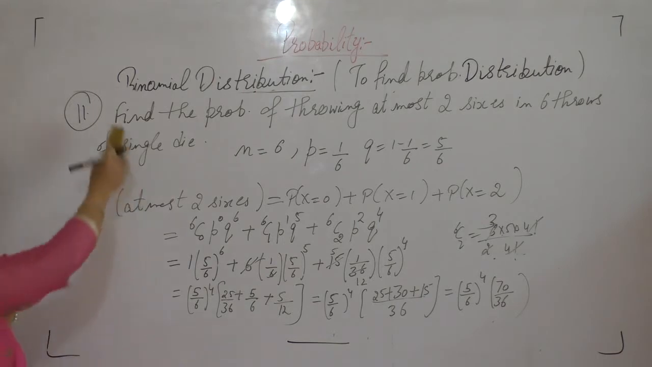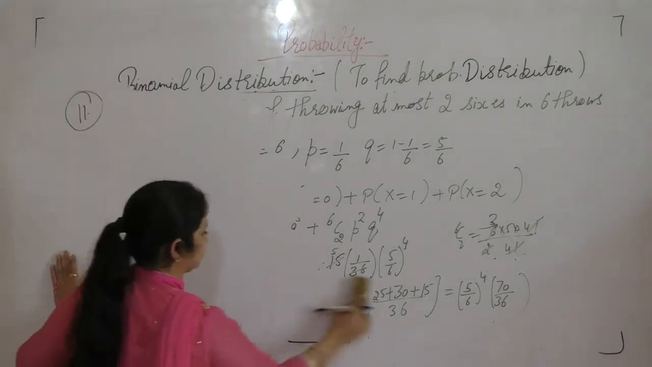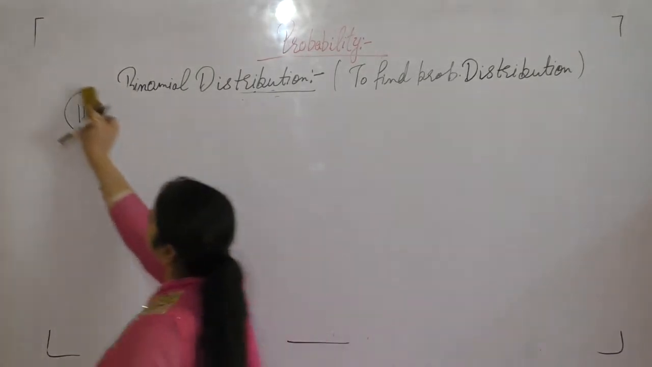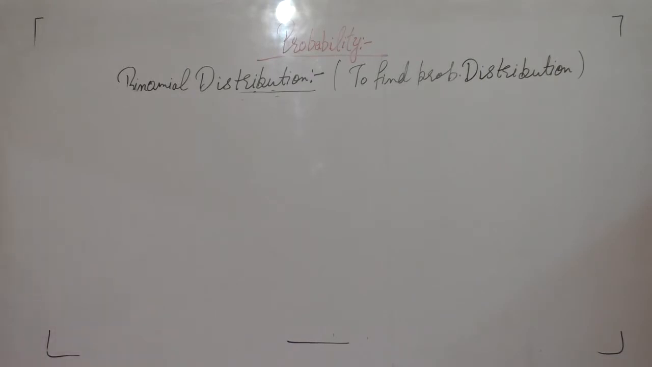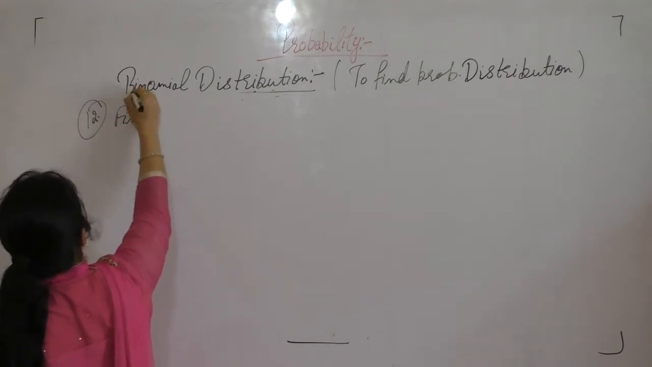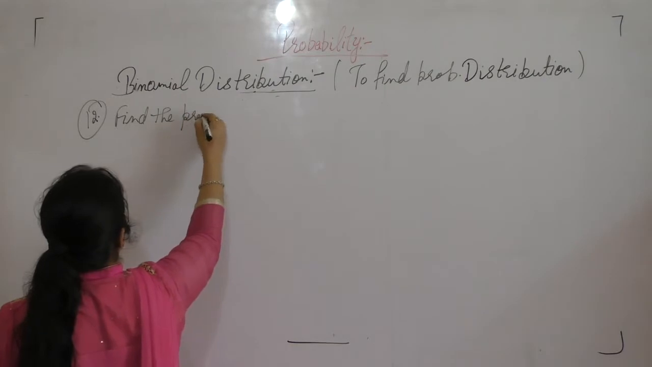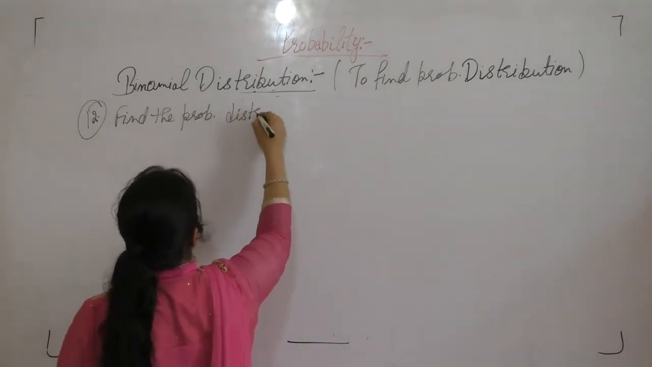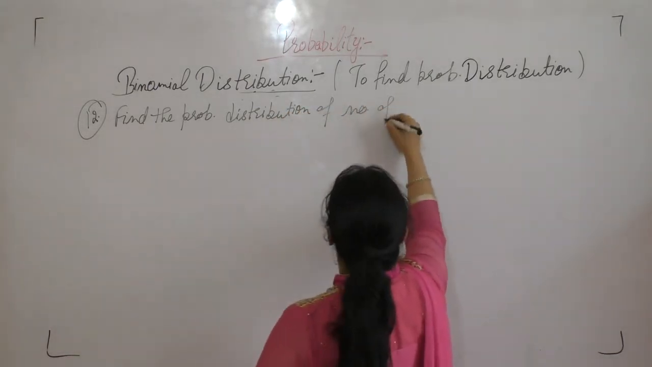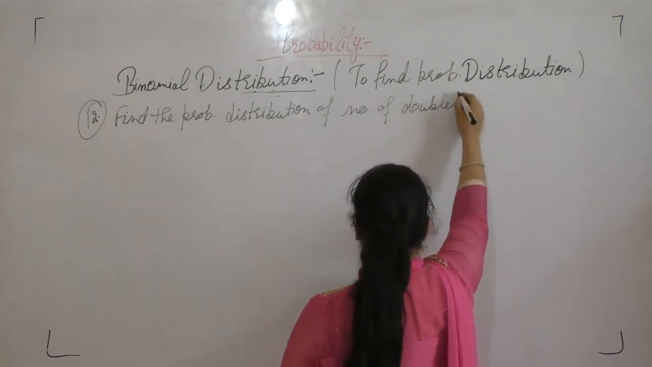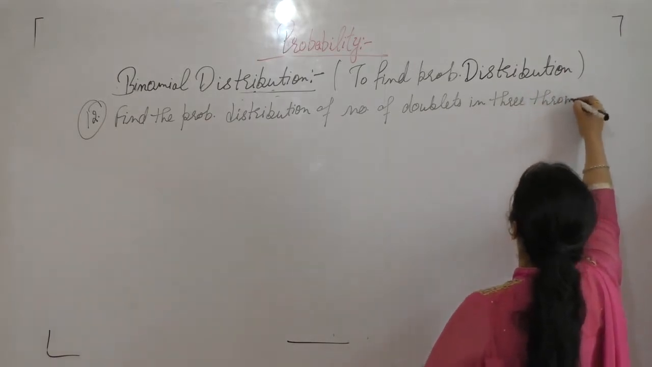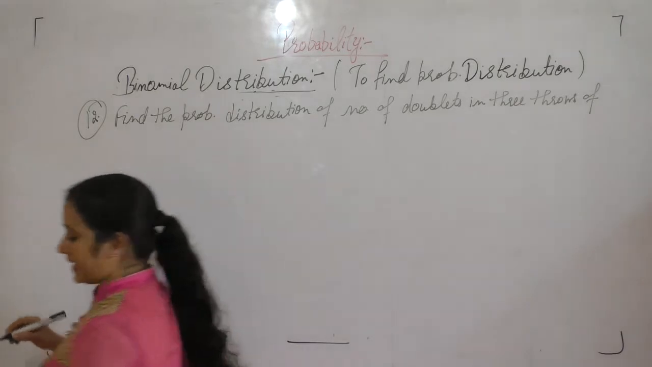Now the next one is question number 12. Find the probability distribution of number of doublets in 3 throws of pair of dice.